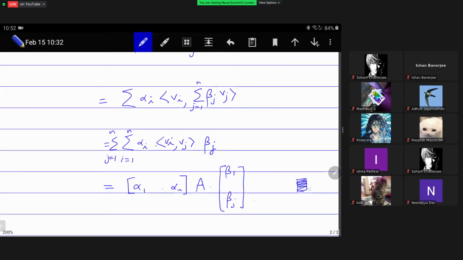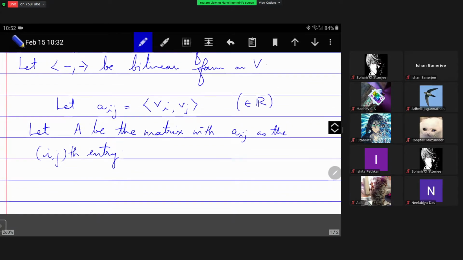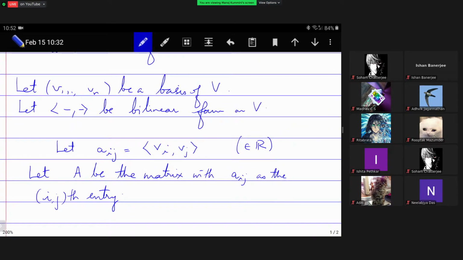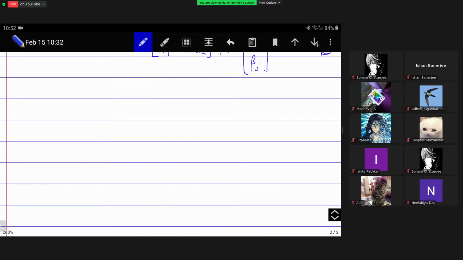So in other words, every bilinear form, in coordinates, is given by some vector transpose times a matrix times this thing. Okay, so sorry, there was a question.